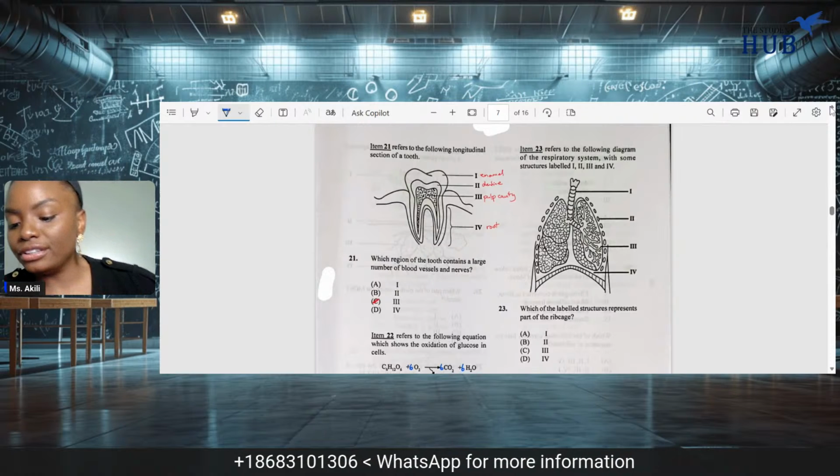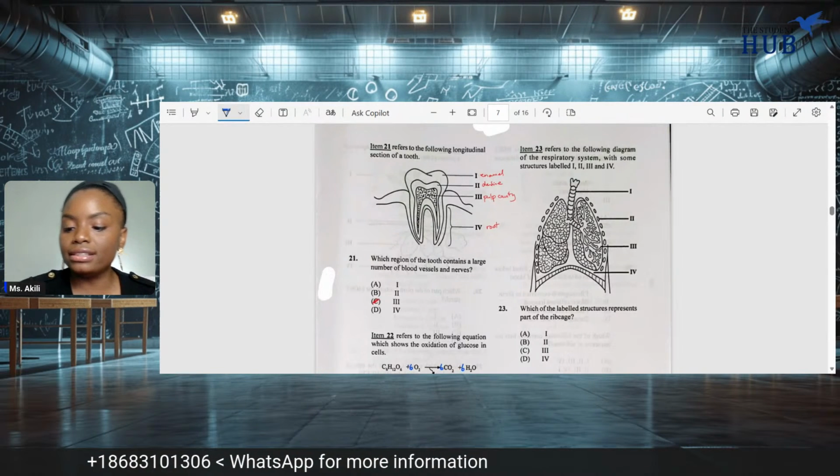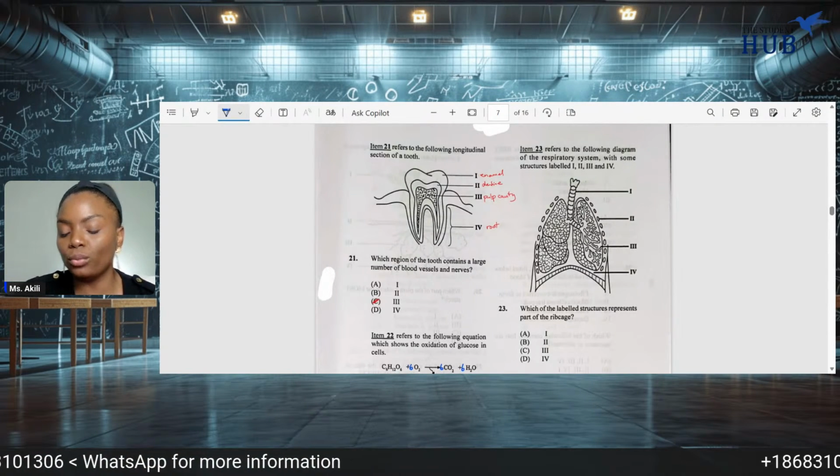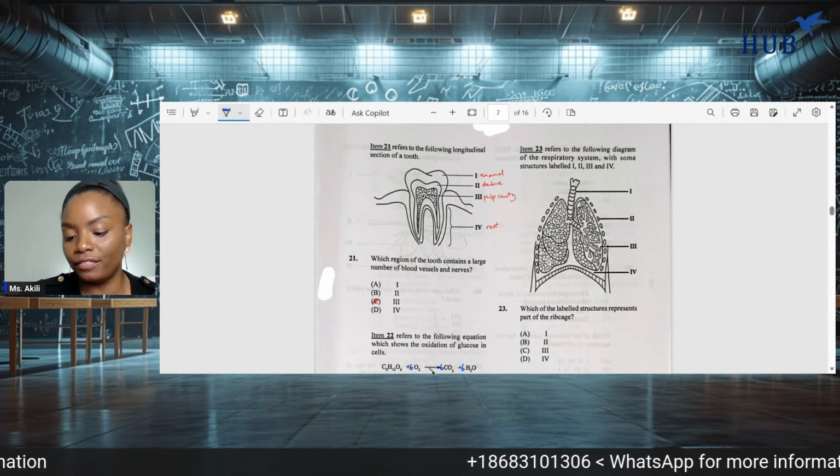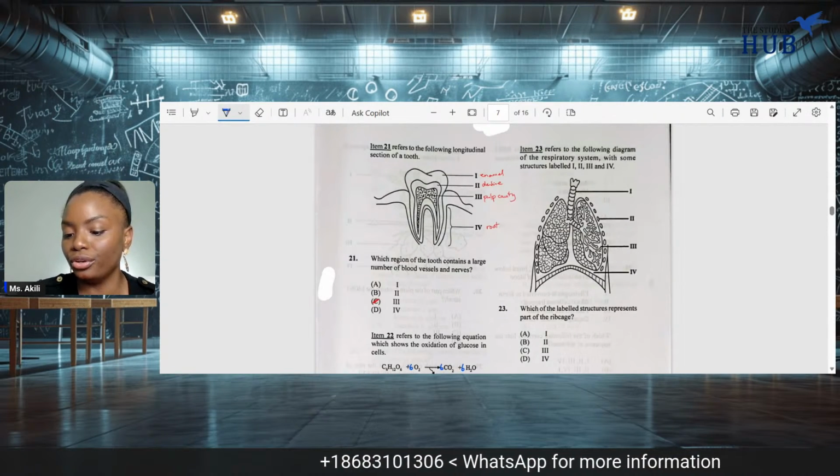Item 23 refers to the following diagram of the respiratory system with some structures labeled 1, 2, 3, and 4. Which of the labeled structures represents part of the rib cage? Is it going to be 1, 2, 3, or 4?